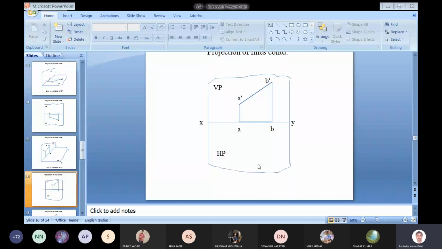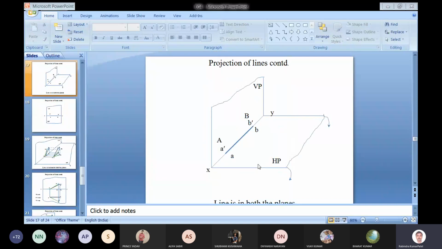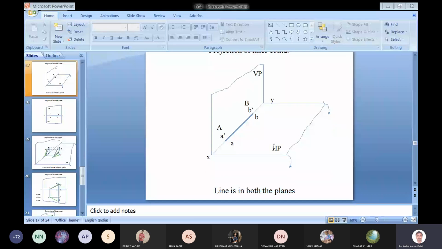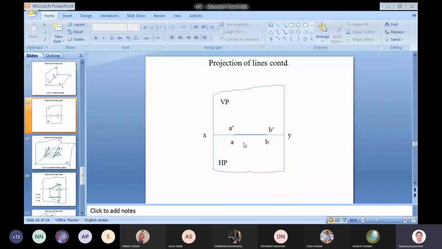There is one more case, when the line is on the reference line. So we can have both the projections on the reference line only. We will have the projections here as A dash B dash and AB. Both the projections are on a single line, which is either top view or front view. Both are coinciding in this case.